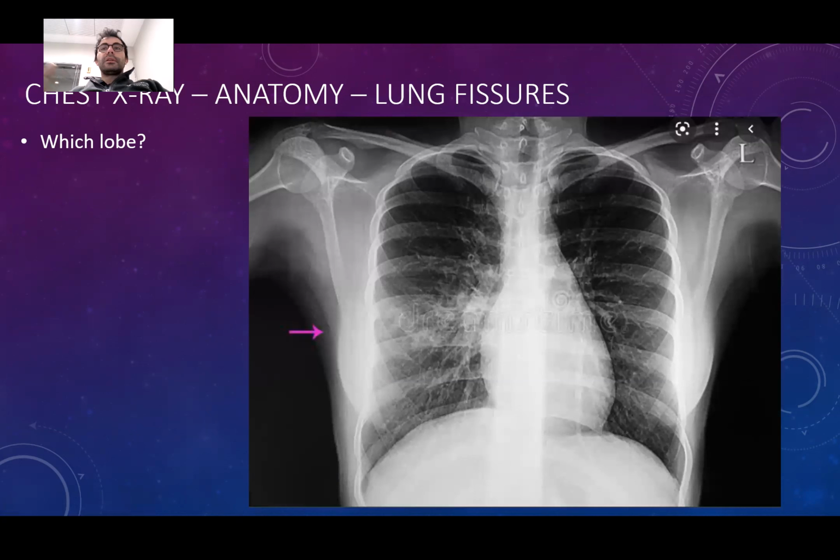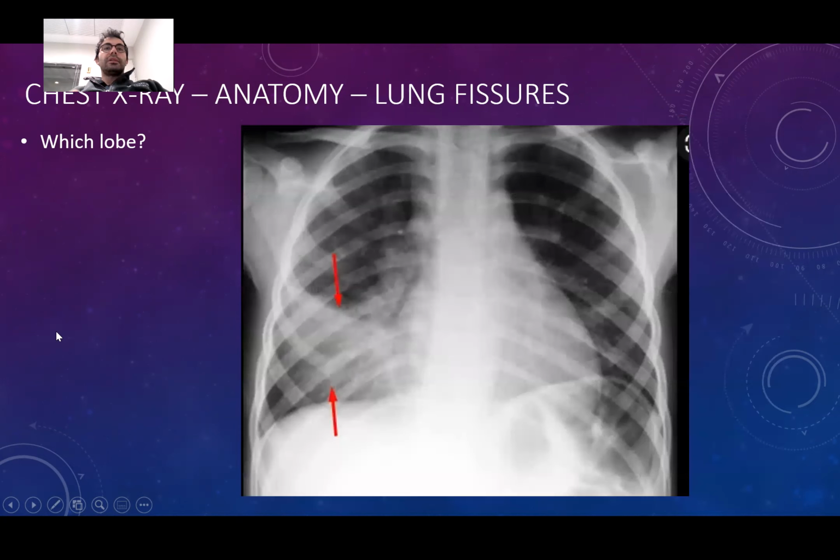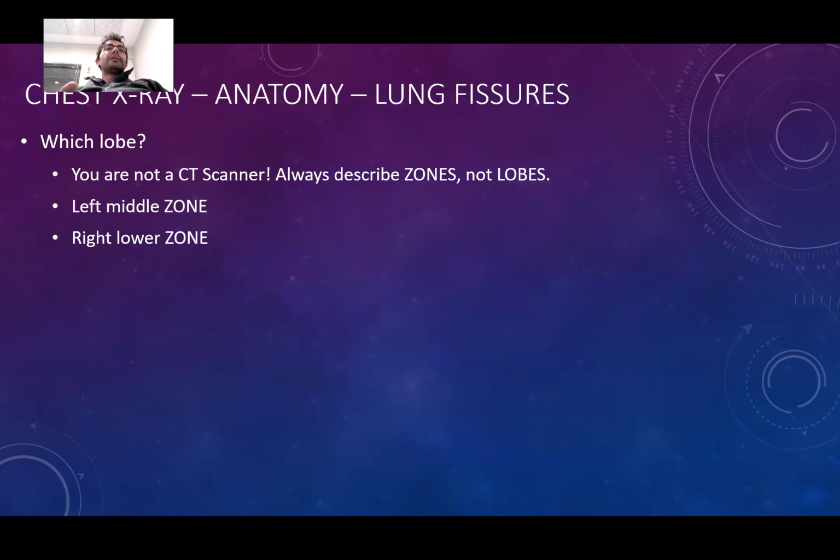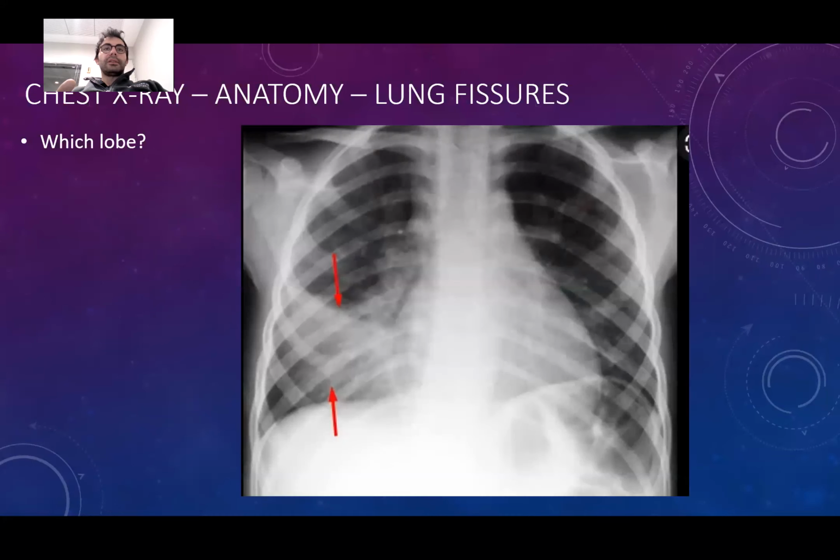But here, let's look at it. Which lobe can we say the pathology is located in? It's impossible to say. So we are going to use zones in chest X-ray, okay? You are not a CT scanner. You don't describe lobes, but you talk about zones, okay? Left middle zone, right lower zone, things like that.